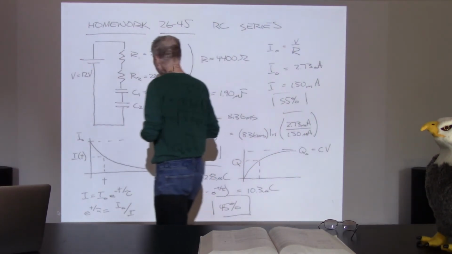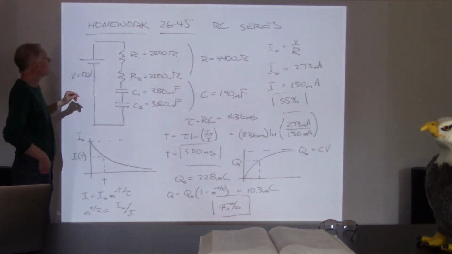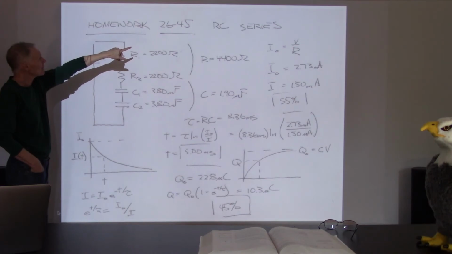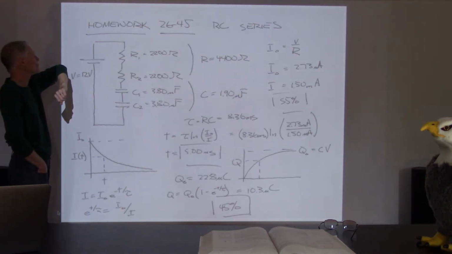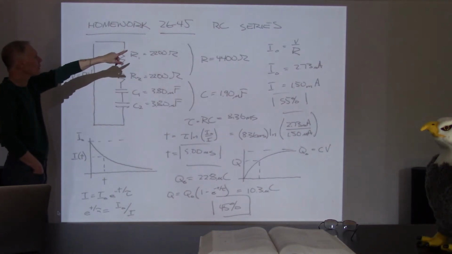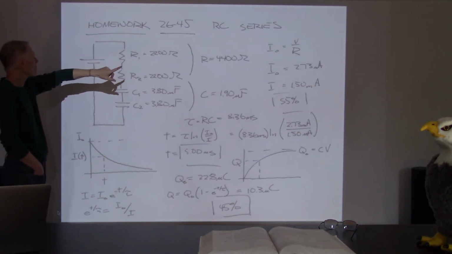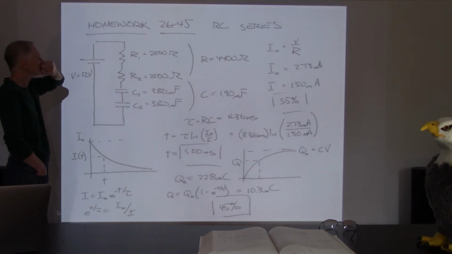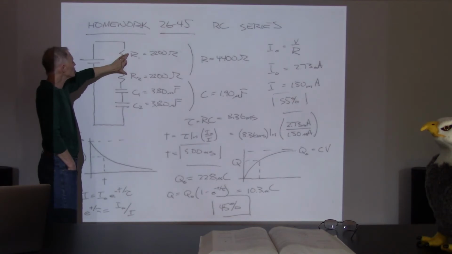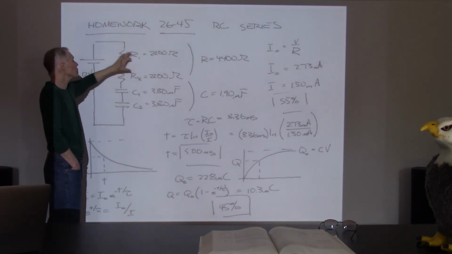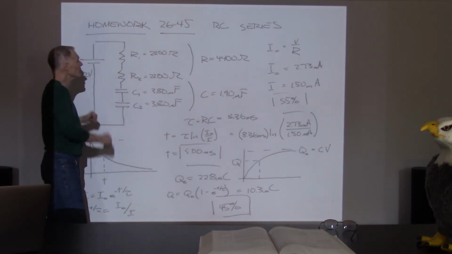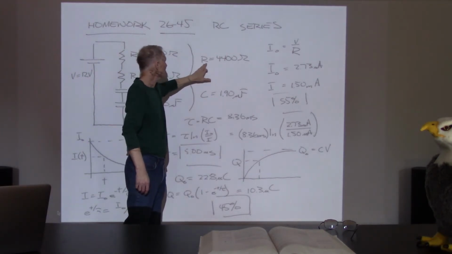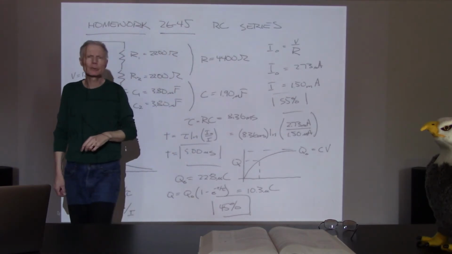So I drew it, and it's an RC circuit. RC series? RC circuit, I think is what I meant to say. So this is an RC circuit problem. RC series, not sure what that means. I'll get that changed. R1 and R2 are both 2200 ohms. Well, I know how to add these together. I'm just going to merge those together into one resistor, and that resistor is going to have a resistance R of 4400 ohms.